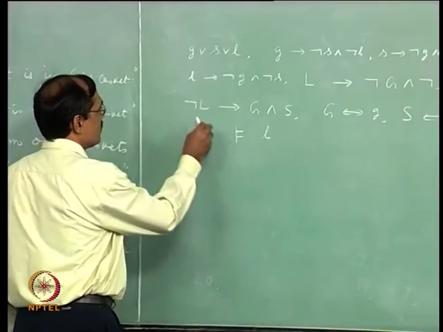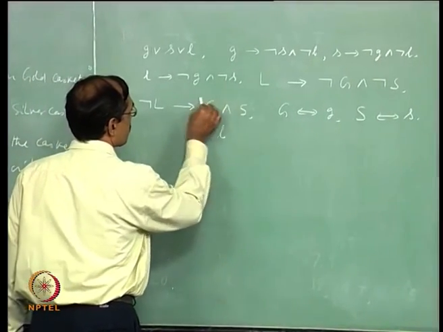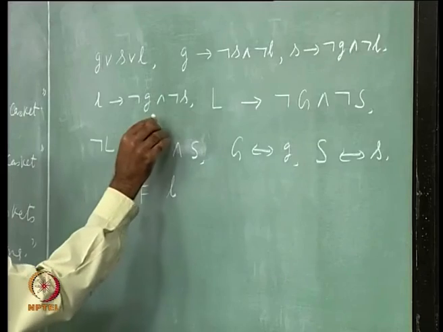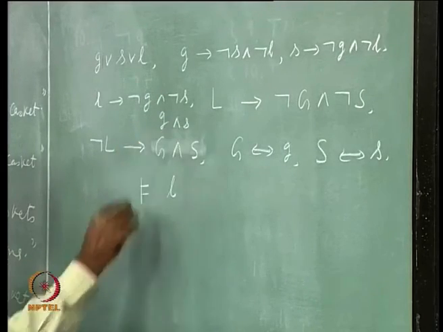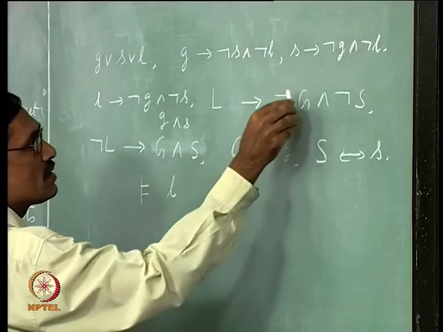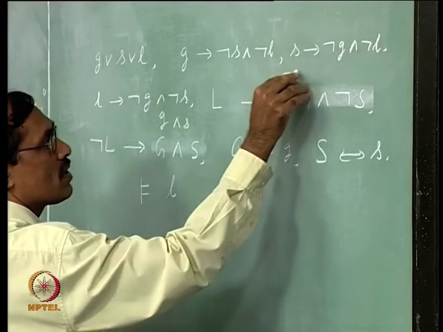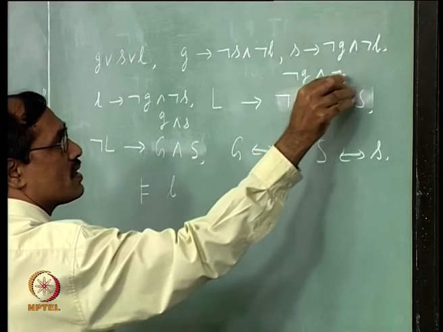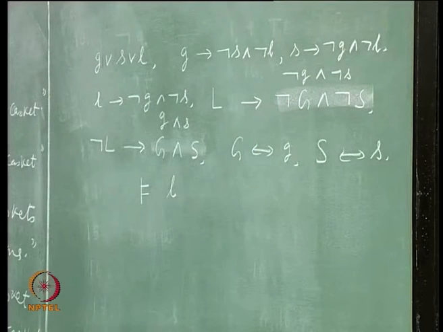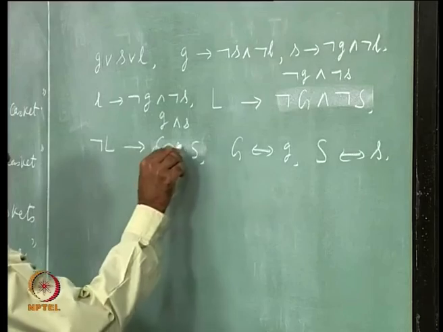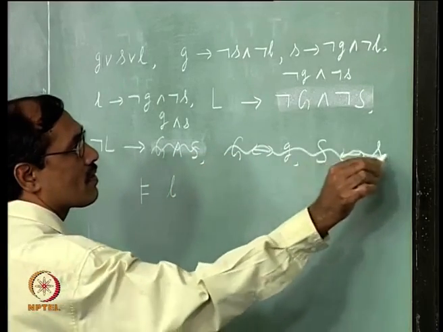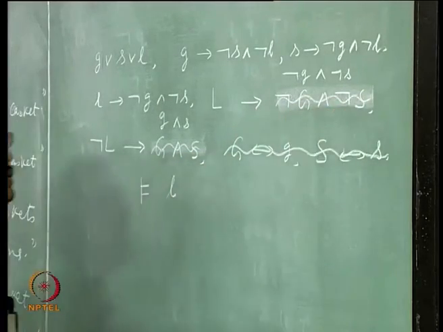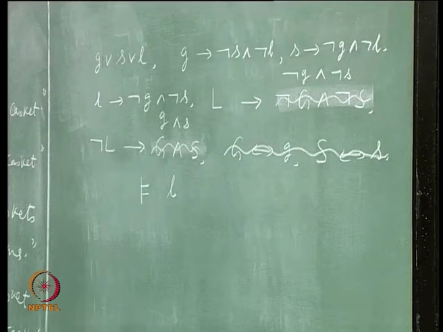So, once we do it, instead of this one we would have gone for G and S, then instead of this we would have gone for not G and not S. We do not need the last two now, it is done. Okay. Now, how do we prove L from this?